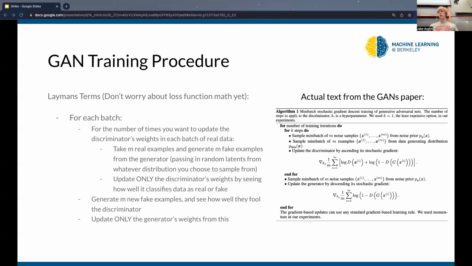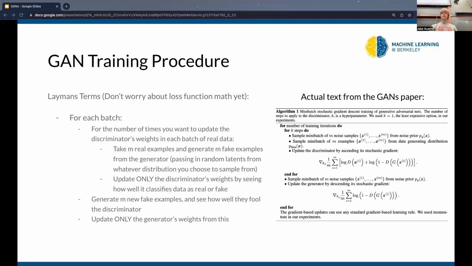And you can choose whether you want to update the generator multiple times before you update the discriminator, or vice versa. So these are some things in the training procedure that we also have a little bit of agency to choose. But again, the core thing I want you to take away is when you're training a GAN, you simply just alternate back and forth between the generator and the discriminator, just doing gradient descent, freezing the other one's weights.